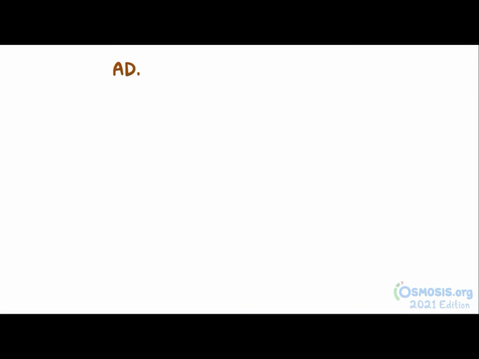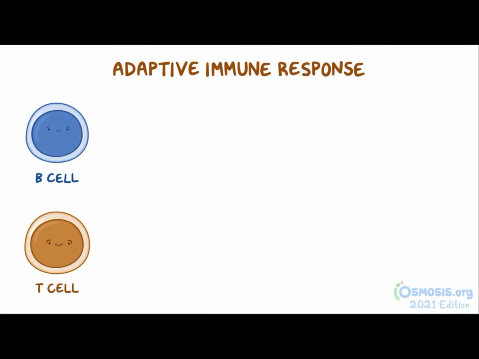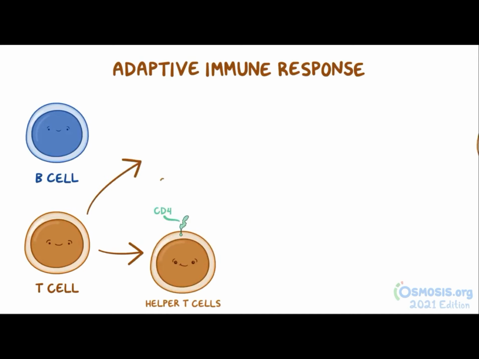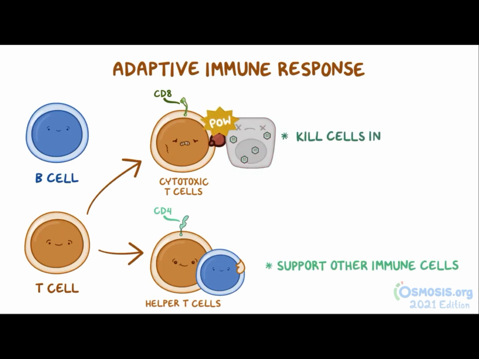The key cells of the adaptive immune response are the lymphocytes, the B and T cells. And there are two types of T cells: helper T cells, which express CD4 on their surface, and cytotoxic T cells, which express CD8 on their surface. Helper T cells primarily support other immune cells, whereas cytotoxic T cells kill cells that are infected with a pathogen or are cancerous.